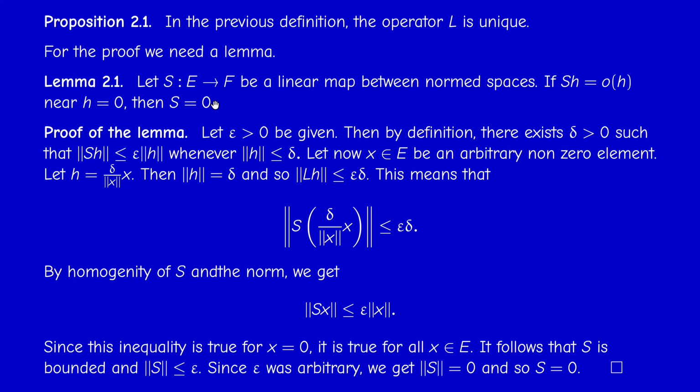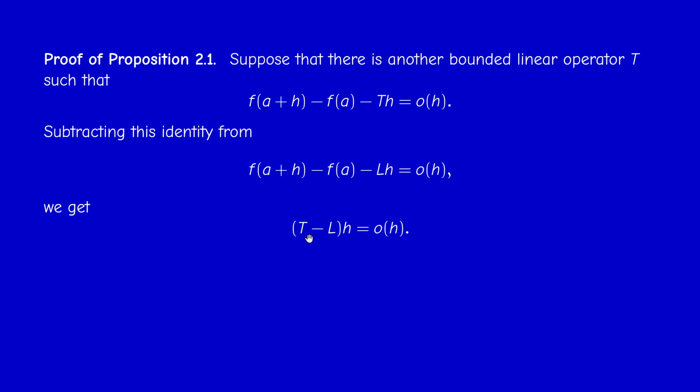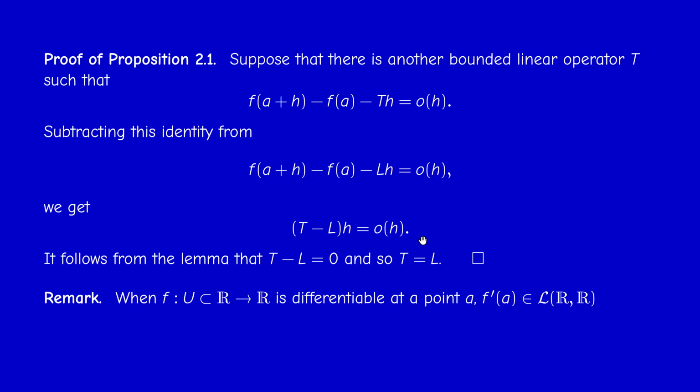And now it's easy to prove proposition 2.1. Suppose that we have another bounded linear operator T satisfying this approximation property. And L is the derivative actually at A. So we have these two identities. If we subtract them and use the rules of small o of h, these two terms cancel. So you just get (T minus L)H is a small o of h. So it's just small o of h minus small o of h. So it's small o of h. And by the lemma, T minus L is the zero operator, and therefore T equals L.